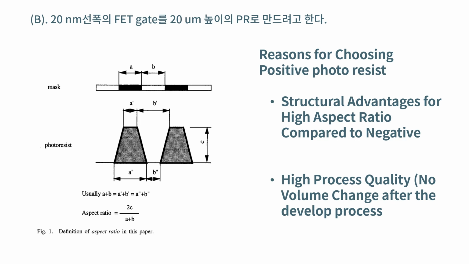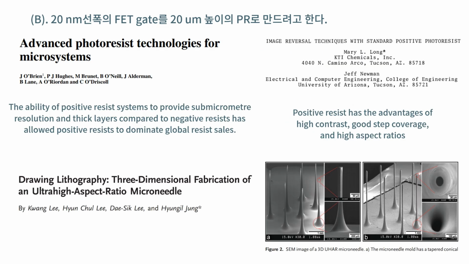In the paper on the top right, it is mentioned that positive PR provides better resolution and thinner layers compared to negative PR. The paper on the top left describes its excellence in terms of high contrast, good step coverage, and high aspect ratio. In the paper at the bottom, we can see a photo of an ultra high aspect ratio structure, which resembles the structure achievable with positive photoresist. Therefore, I believe that using positive PR in case B is appropriate.